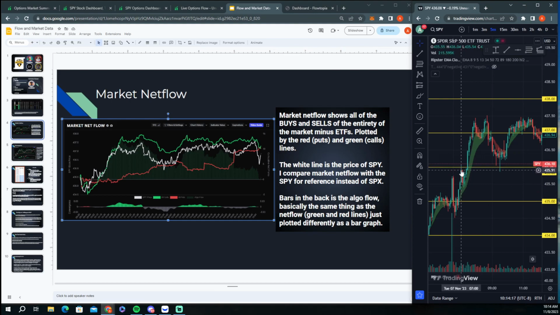But this was a really, really good one where it came up and retested this gamma exposure level, 436, and then it came back down and retested this EMA cloud, and you could have ridden it all the way up. But that's the short answer.